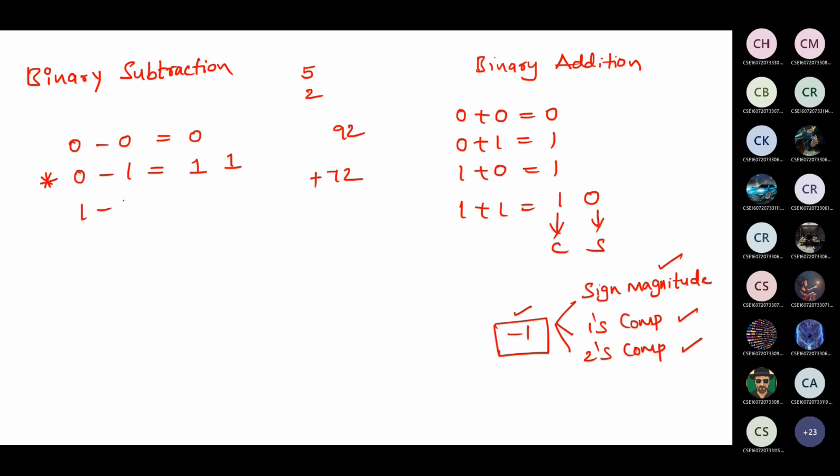Okay, next, 1 minus 0 is how much? 1. 1 minus 1 is 0. So in order to understand this particular thing, we need to understand these 3 concepts: sign magnitude format, 1's complement, and 2's complement. At least till here be perfect, so that in the next class we shall finish these 3 and solve problems on binary subtraction.